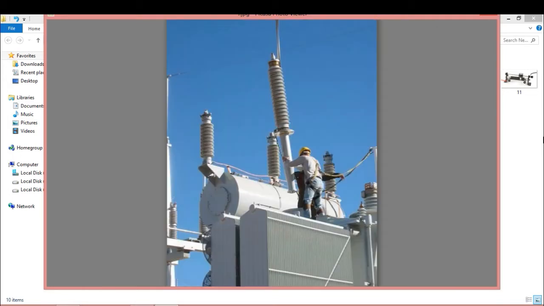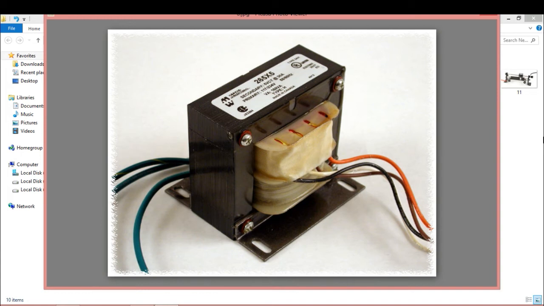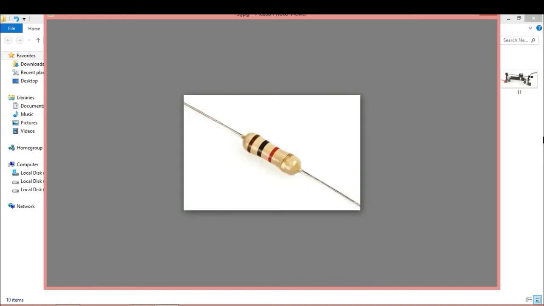The second reason is that with the help of a transformer, the circuit is isolated from the high voltage input, as there is no physical connection between the primary and secondary coil of a transformer. But this is not the case with a resistance.